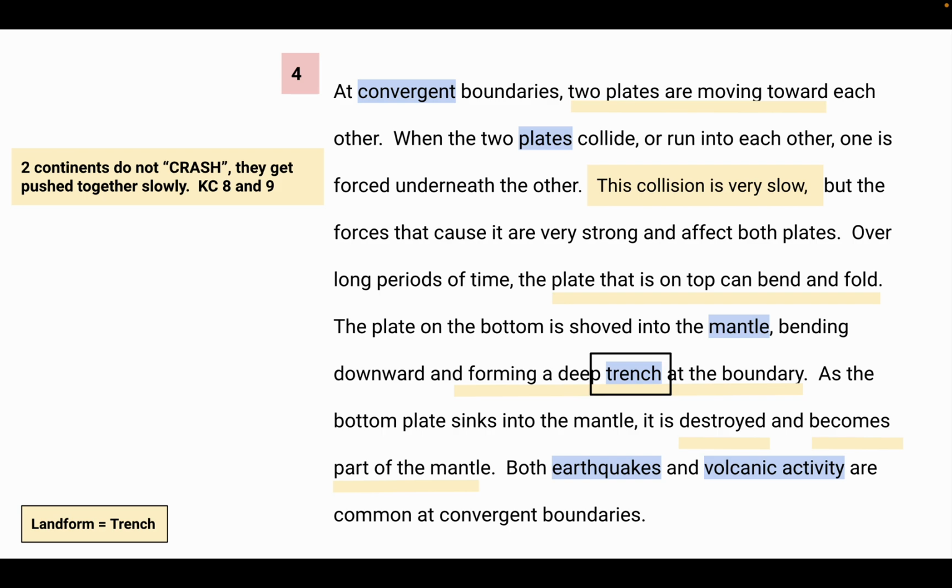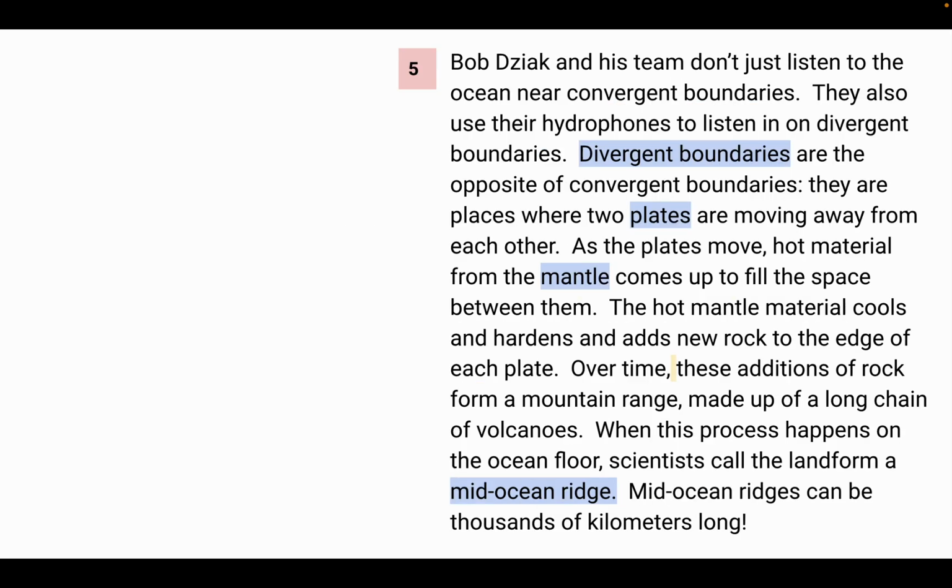And then I'm reminding myself, too, that both earthquakes and volcanic activity are common at convergent plate boundaries. Whoops, I'll go back. They're both common. Earthquakes and volcanic activities do happen at convergent plate boundaries. All right, now go to paragraph number 5.